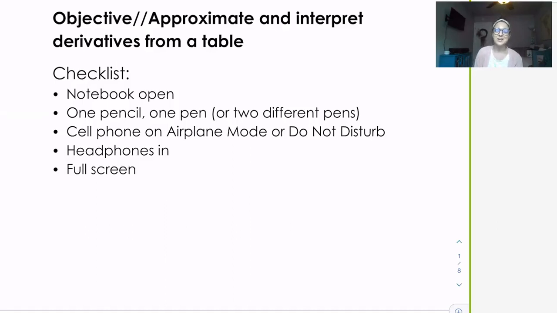Welcome back, Calculus. We are going to be looking at approximating and interpreting derivatives from a table today.